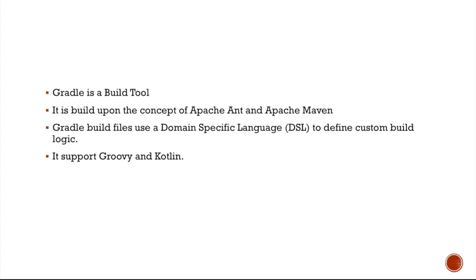But in Gradle, we can create a custom task or any logic, or any specific thing which you want to run, directly in the Gradle file, and you can run it separately. You don't need a separate Java file or any other file where you will write the code and then run it. In the Gradle build file itself, you can write custom code. That is the power of Gradle, because it supports Groovy and Kotlin.